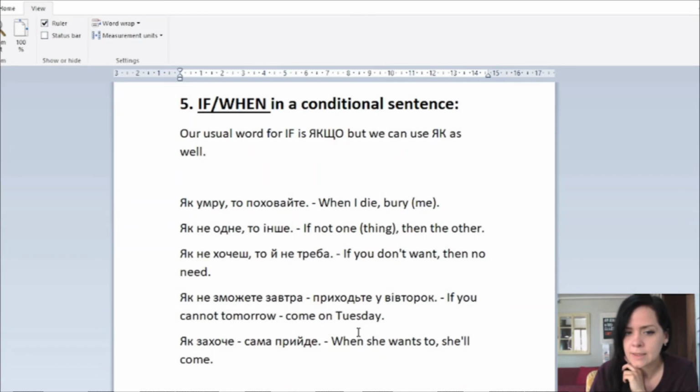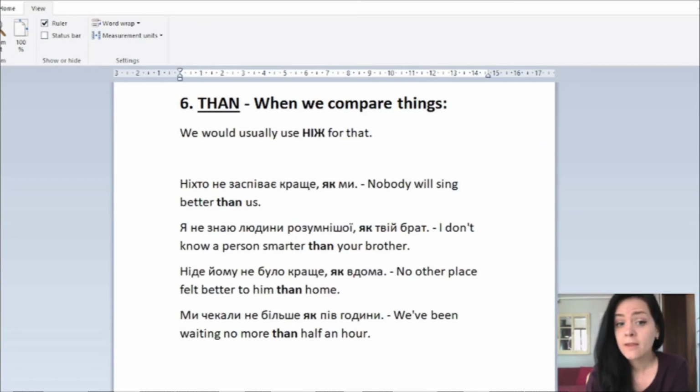Another instance, як захоче, сама прийде. Як захоче means if, wants. Сама прийде. Сама means by herself. Прийде means come, okay? So, like, no need to beg her to come and visit you or things like that. If she wants to, then she will come by herself. Okay, so when she wants to or if she wants to, як захоче, сама прийде. She will come. Or we could just as well say, якщо захоче, сама прийде. Meaning if.